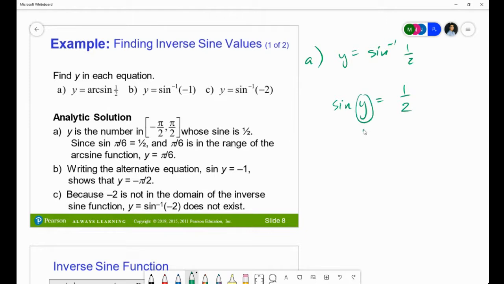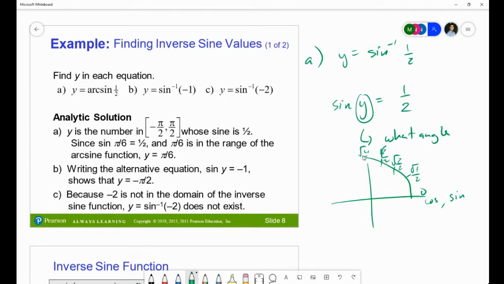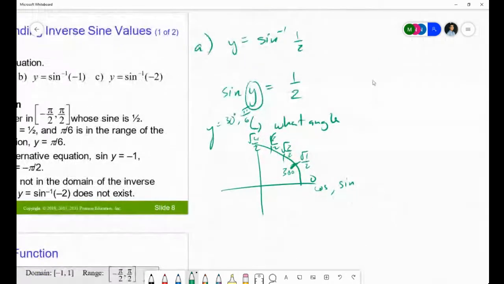Right? So now, what angle, does sine of that angle equal 1/2? Anybody remember this? Sine goes here, cosine goes here. 0, 1, 2, 3, 4. Square root over 2, square root of 2, square root of 2, square root over 2. So it is this one right here, which is 30 degrees. So y equals 30 degrees or pi over 6. Is that okay? Yes. Okay.